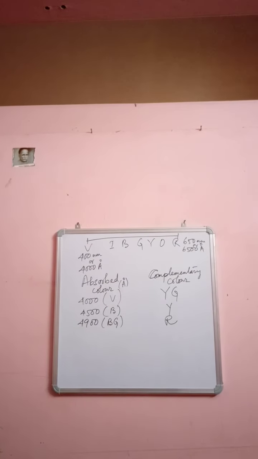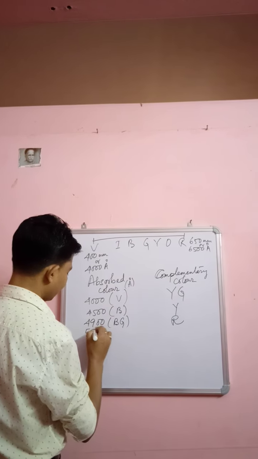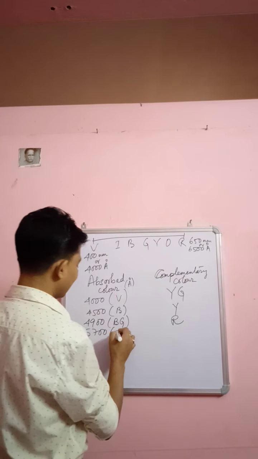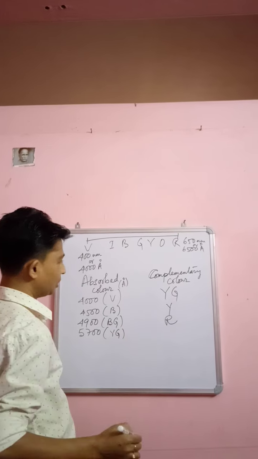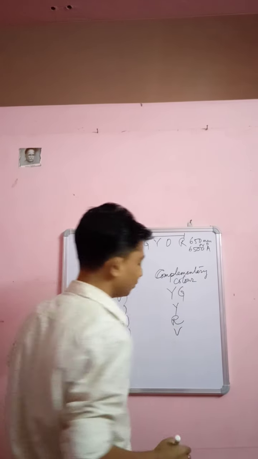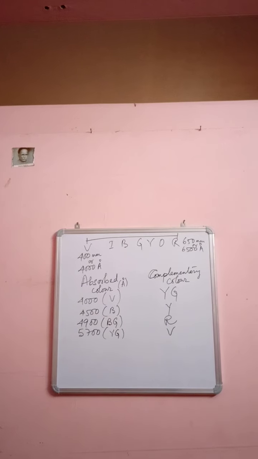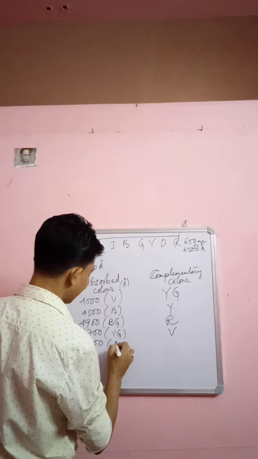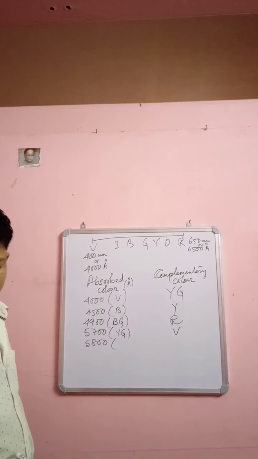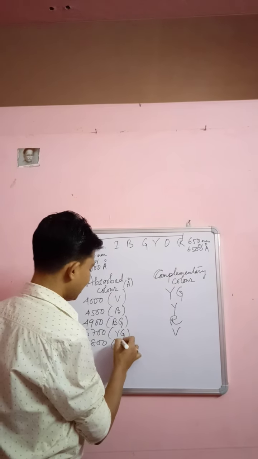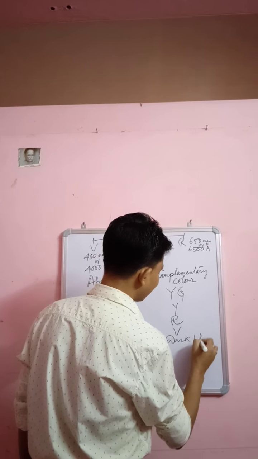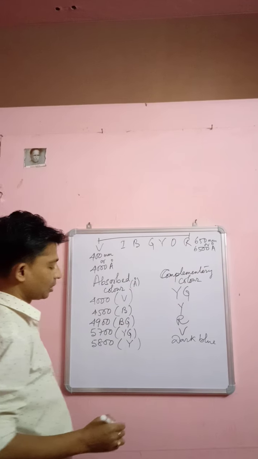Now if it goes up from t2g set to eg set with 5700 angstrom of wavelength of light, means it is going with yellow green color, so the color which it will release will be violet, that is V. I am writing here in short. And if it goes up with 5800 angstrom, means it is going up with yellow color, the complementary color which it will show will be dark blue.